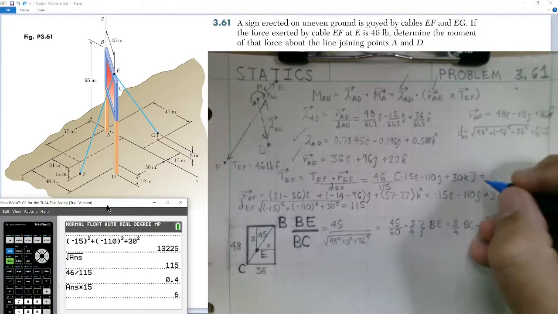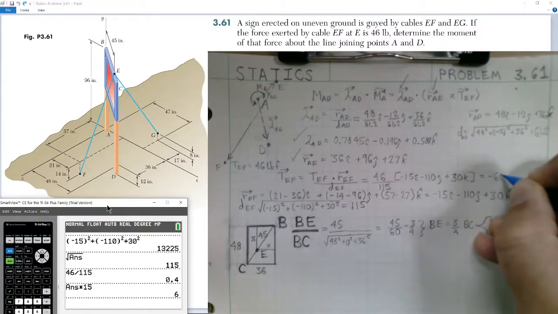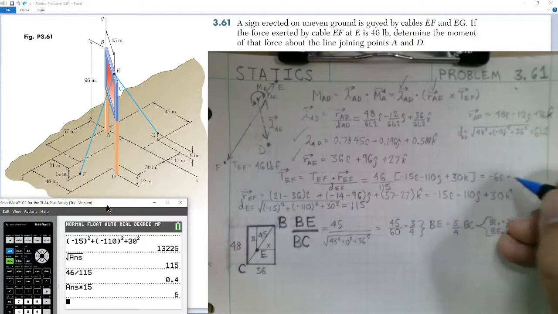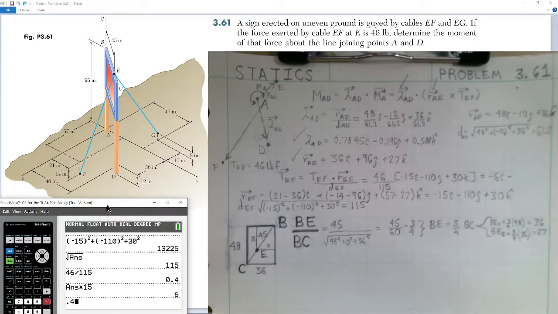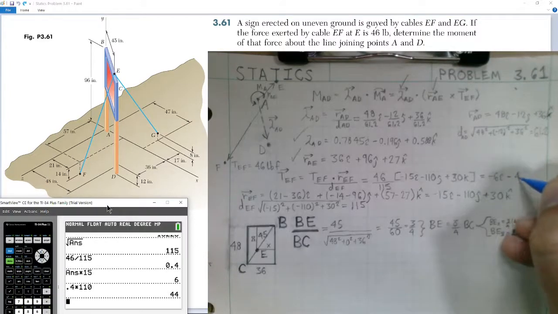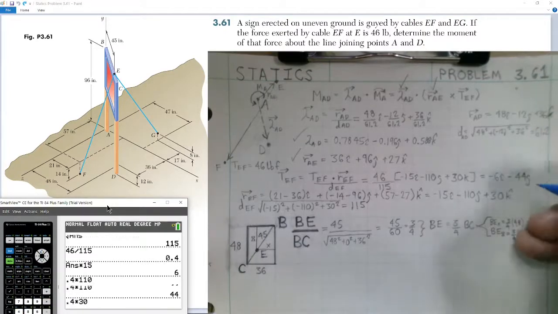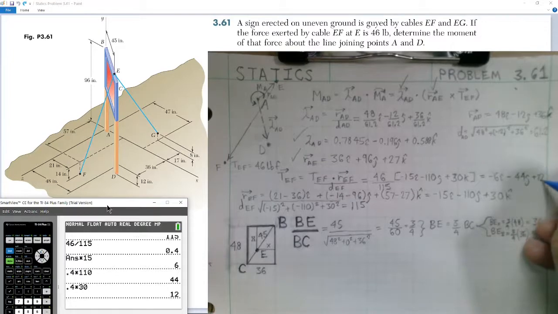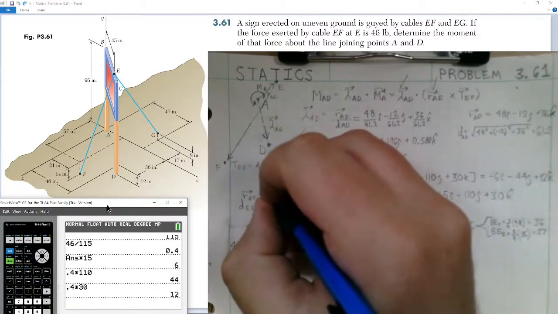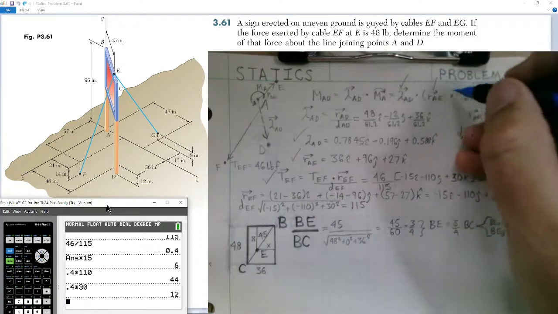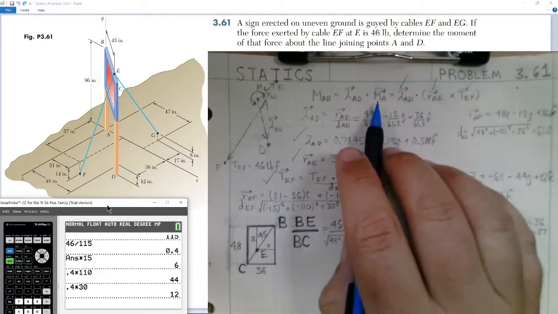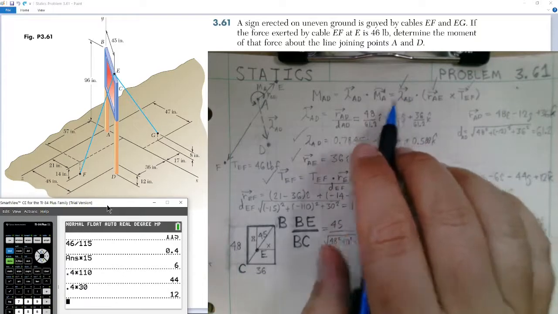So 0.4 times negative 15 gives us negative 6 in the i hat component. We're going to have a negative value in the j hat, so 0.4 times 110 gives us negative 44 in the j hat component. And finally, 0.4 multiplied by 30 gives us positive 12 in the k hat component. So we have our tension E to F. We have all three components we need to calculate this moment, and then also dot it with this component to get the moment about axis AD.